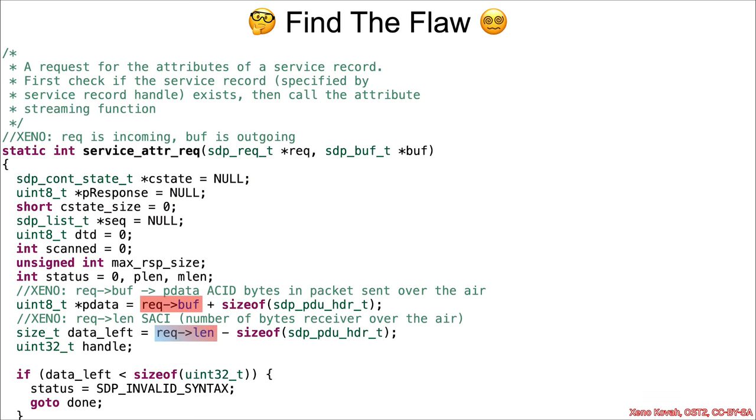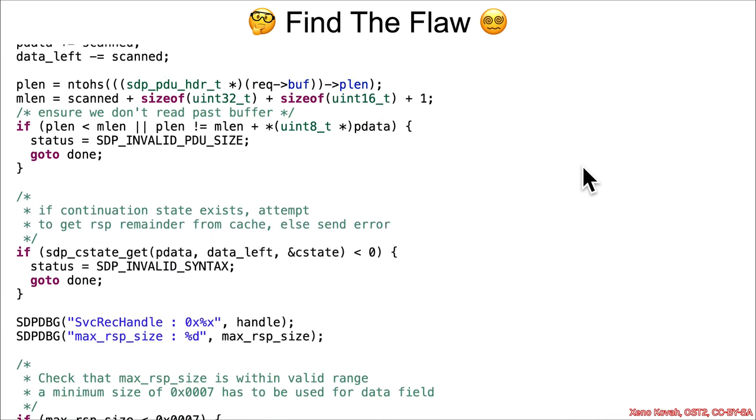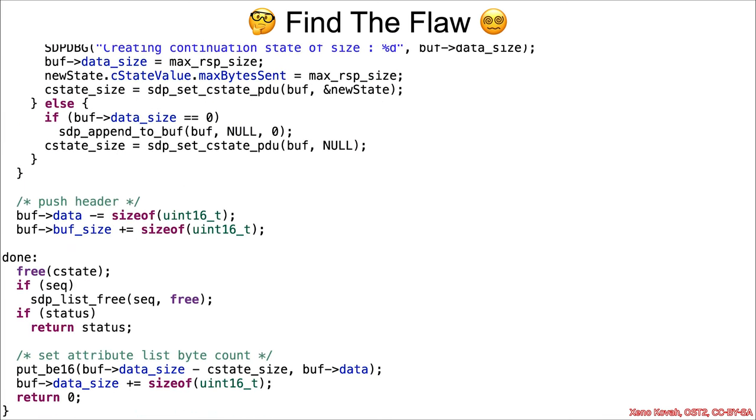So with that in mind, let's go ahead and have you look at the code, specifically this function that handles those sort of SDP service attribute requests. So take a look at the code and see if you can find the information disclosure flaw.